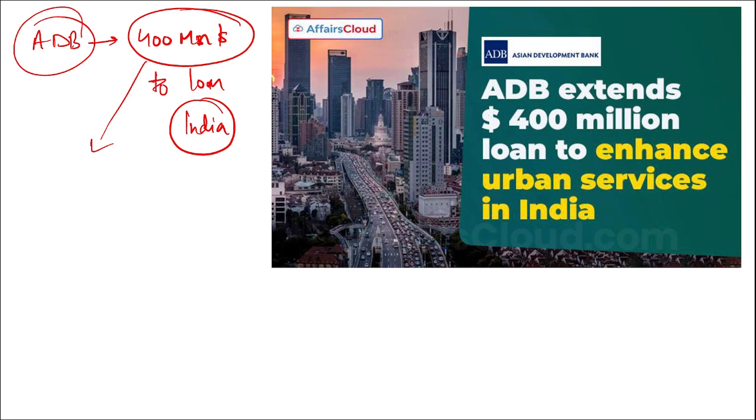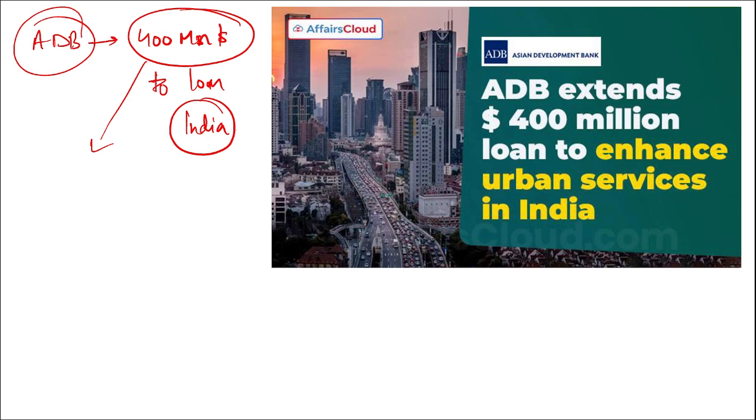It will be implemented. Remember, this program will be implemented by Ministry of Housing and Urban Affairs under the guidance from Asian Development Bank. And the main agenda here is to develop high quality urban infrastructure, public services and efficient government systems. Correct? So this amount, $400 million, was recently approved by which bank for India's urban development? It is Asian Development Bank.